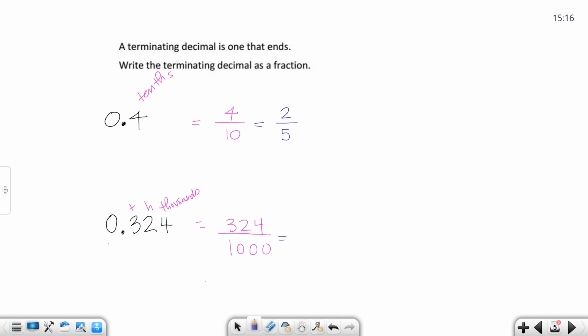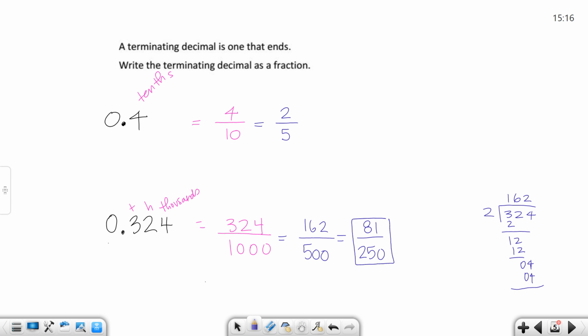Okay, when I reduce this second one, I see that it also reduces by 2. So 2 goes into 3 one time. You could actually divide it out old school if you wanted to. So I get 162. And 2 goes into 1,500 times. Now what I see about that is it's going to reduce again because they're both even. So using my divisibility rules from before the midterm, divide by 2 and I get an 81, and divide by 2 and I get 250. And that's how it would look in reduced form.